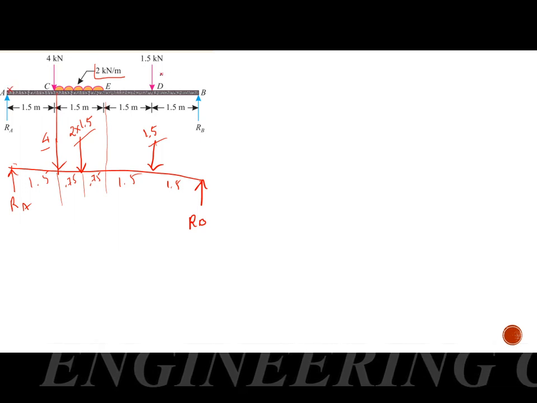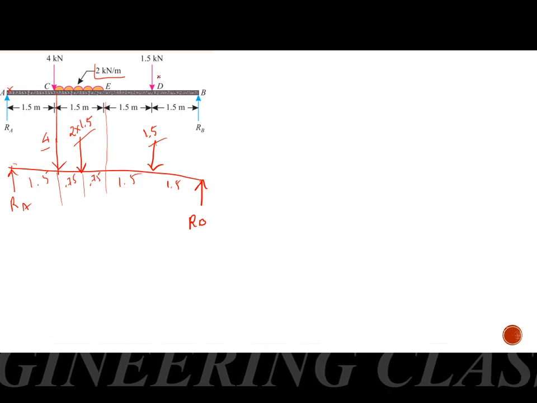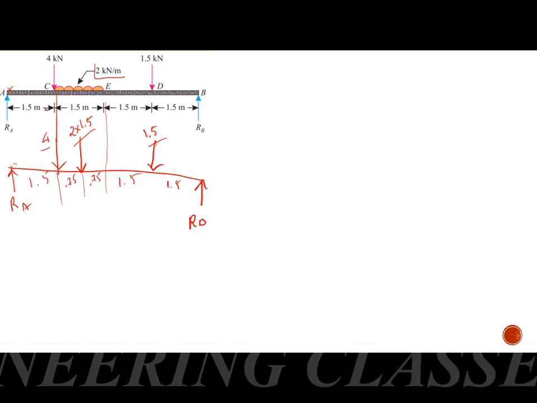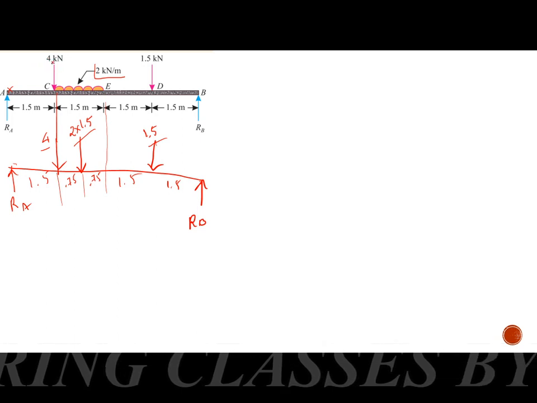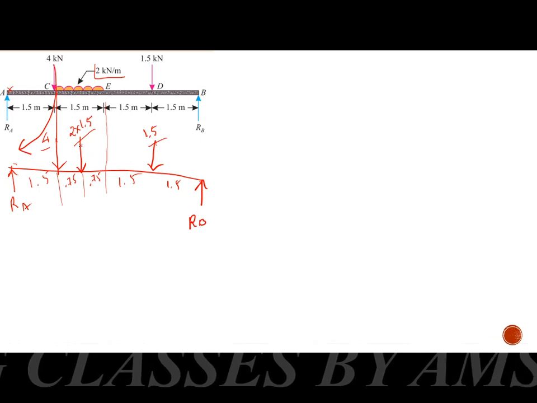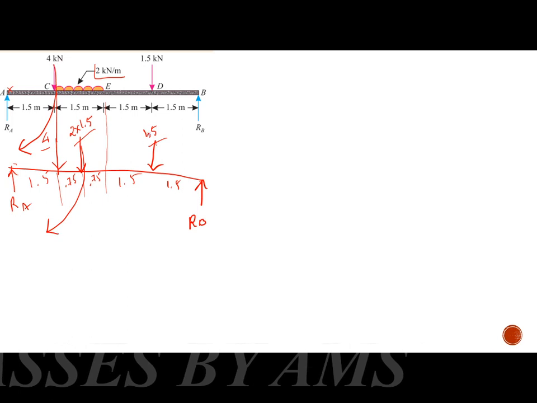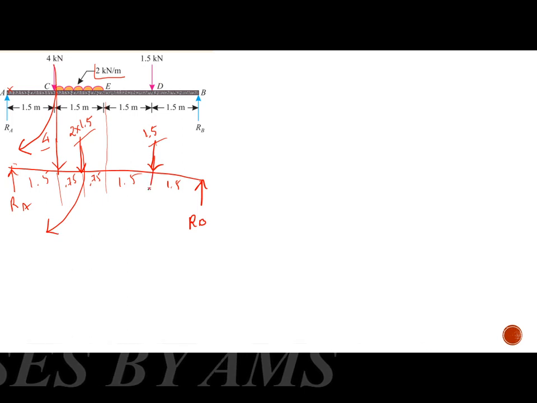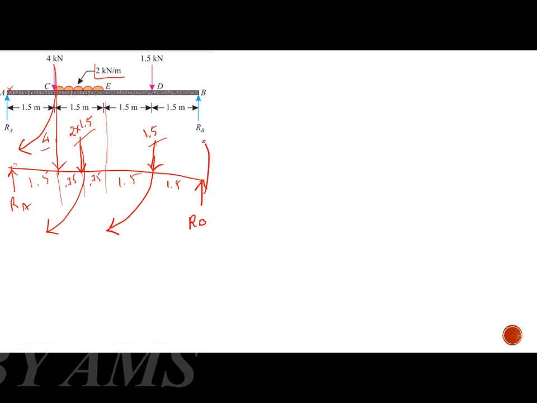So net clockwise moment is equal to net anti-clockwise moment. Again, the moment with respect to point A: the first force, 4 kilonewton, will be creating a clockwise moment. Second one, 2 into 1.5, again will be creating a clockwise moment. Third one, 1.5, will be creating a clockwise moment. The last one, RB, will be creating an anti-clockwise moment.